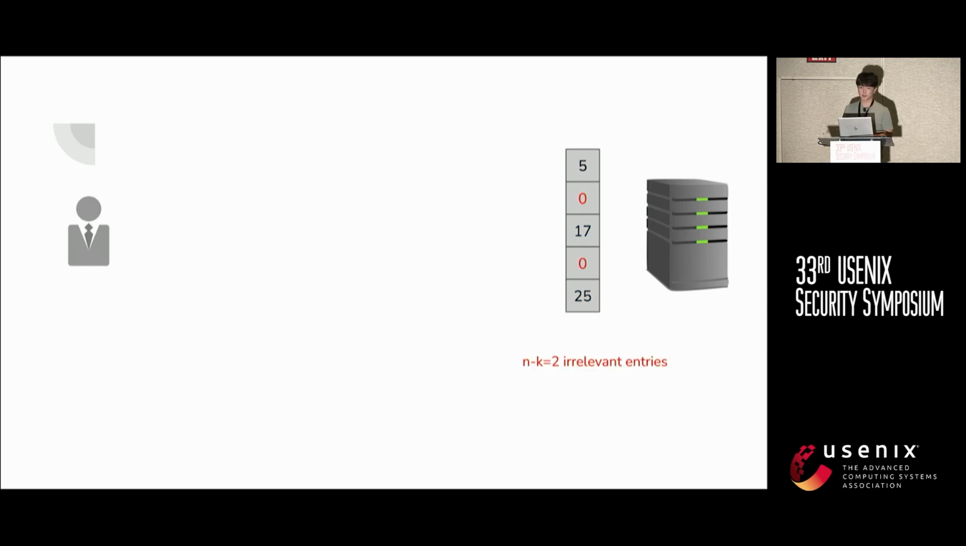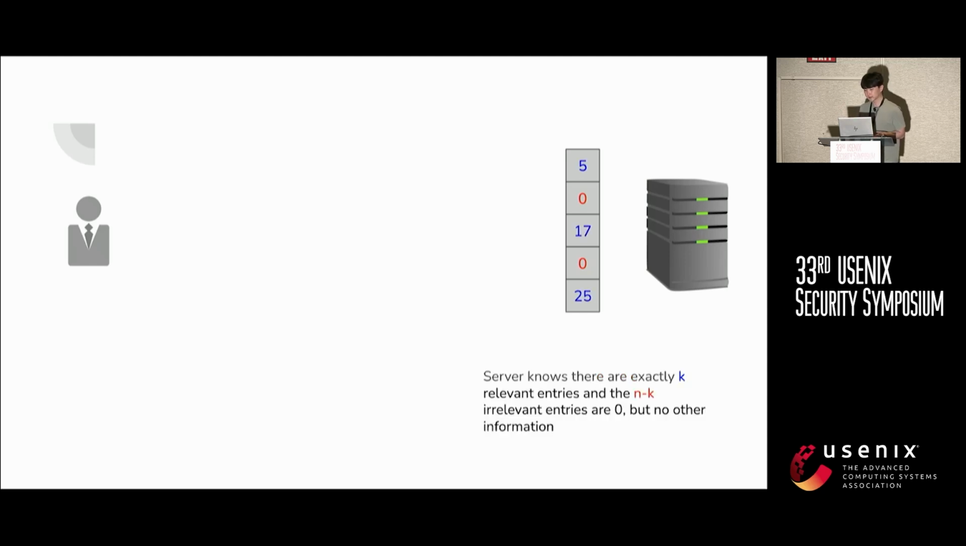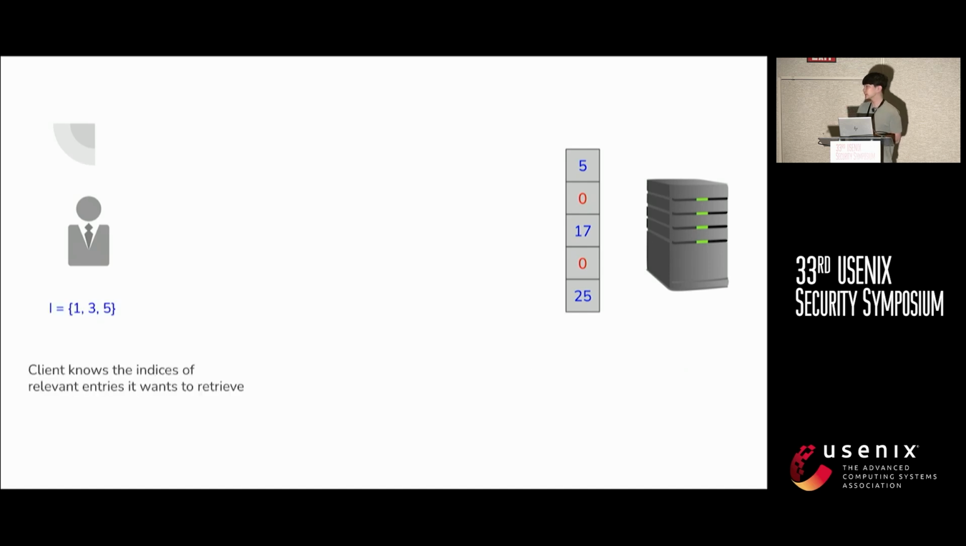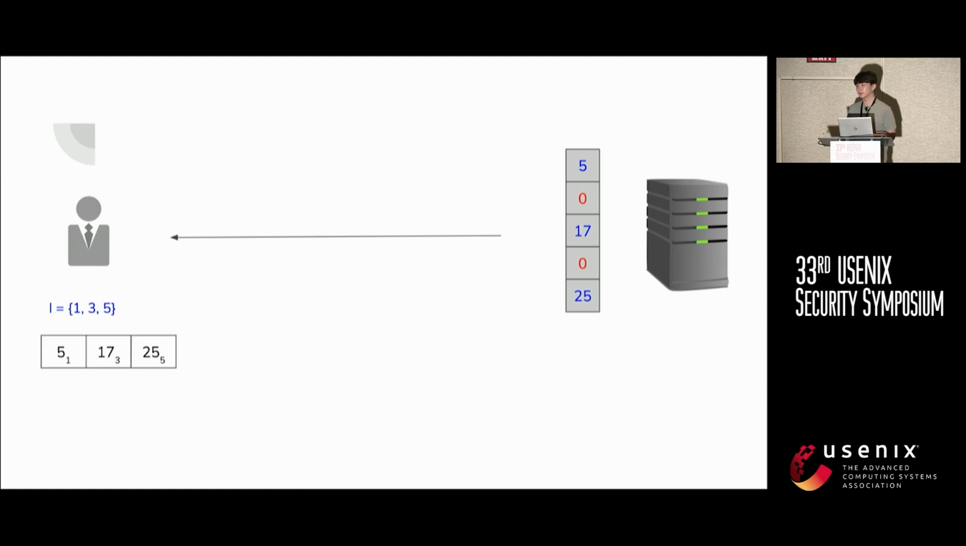The rest of the entries are irrelevant entries, and these are colored red. Another special property of this ciphertext vector is that all these irrelevant entries are encrypted as 0. The server knows at this point that there are exactly k relevant entries and n minus k irrelevant entries that are 0, but it knows no other information. On the other hand, the client knows exactly the indices of the entries that it wants to retrieve. These are the relevant entries, in this case indices 1, 3, 5. And the goal is to retrieve the corresponding relevant entries from the server.